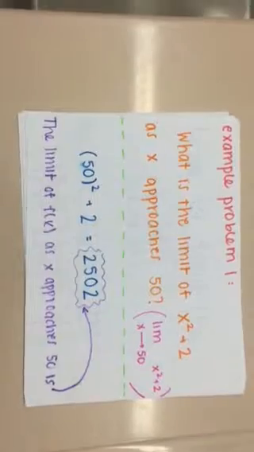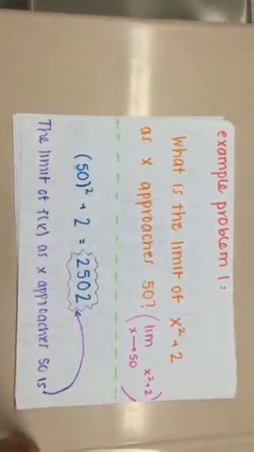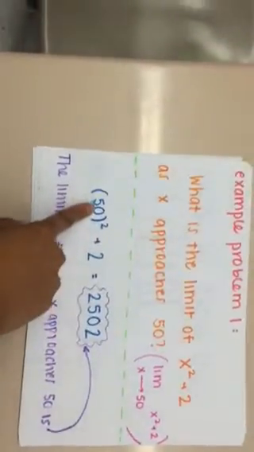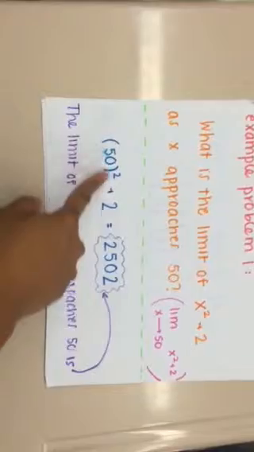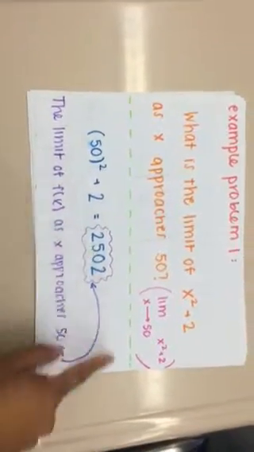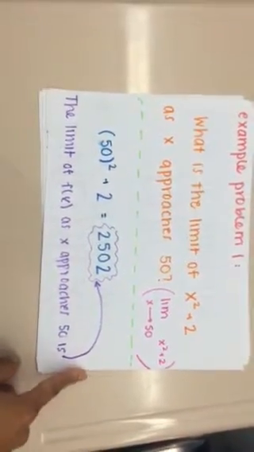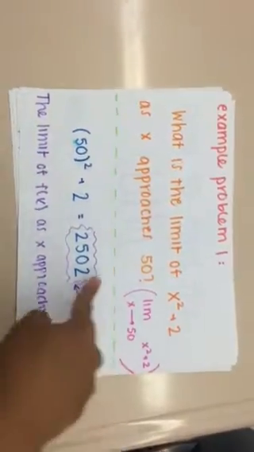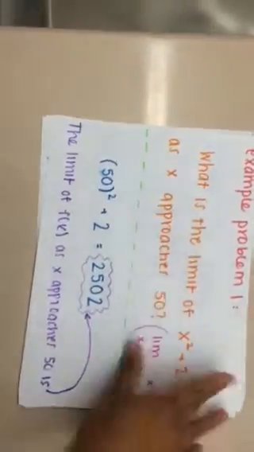So what is the limit of x squared plus 2 as x approaches 50? And this is the notation that you would write it in. And we would plug 50 in for x, and you would solve that and get 2,502. So the limit of f of x as x approaches 50 is 2,502.